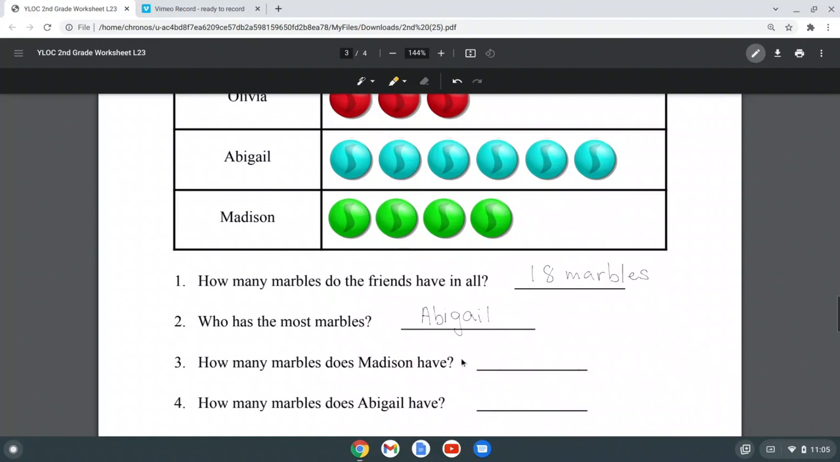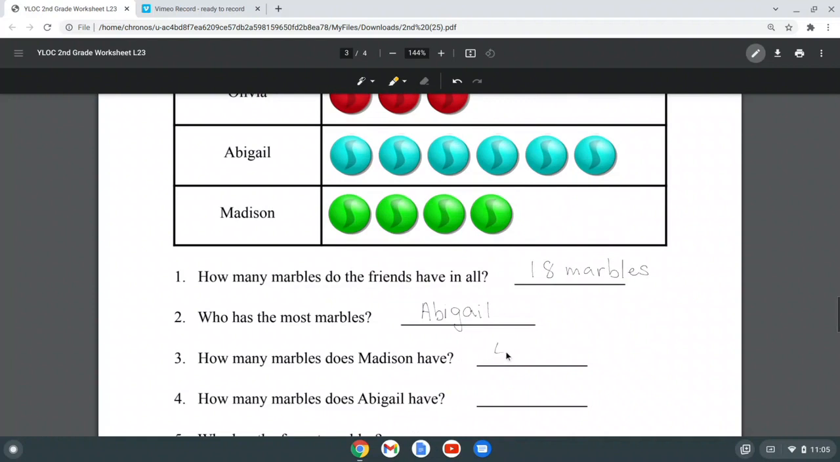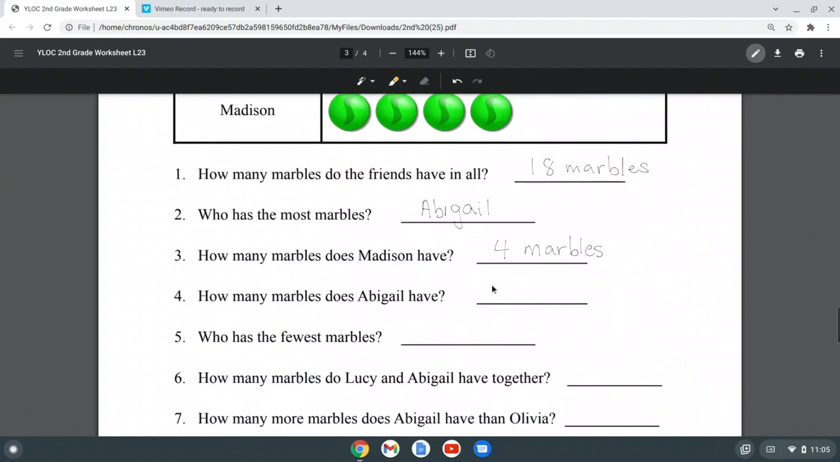How many marbles does Madison have? This is Madison. 1, 2, 3, 4. Madison has 4 marbles. How many marbles does Abigail have? Abigail has 1, 2, 3, 4, 5, 6. 6 marbles.